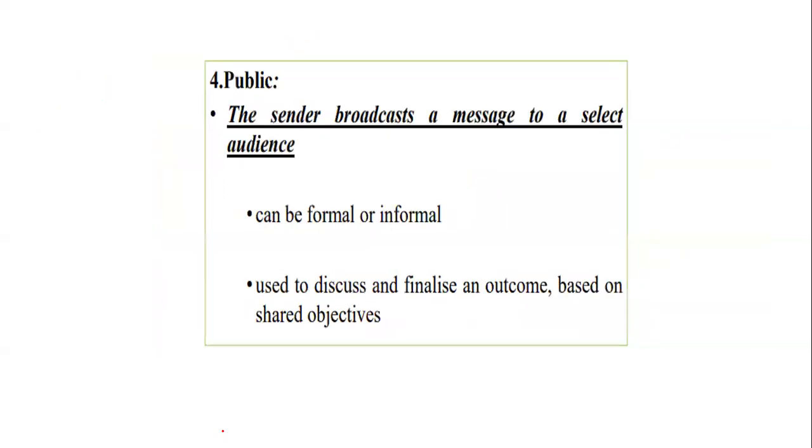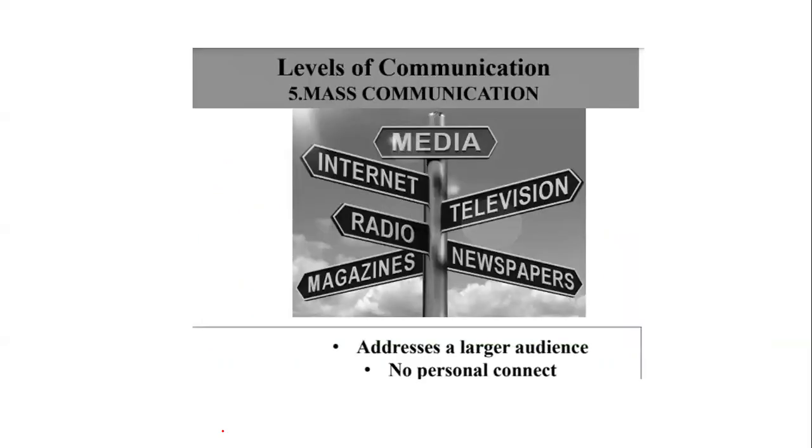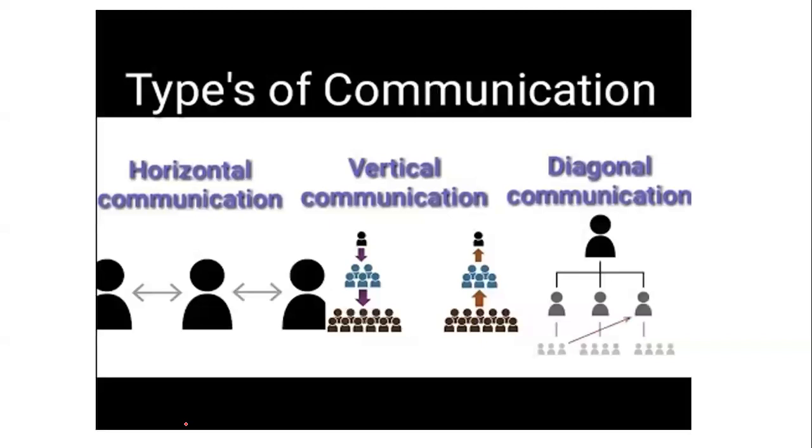Okay. Next we have public communication, which takes place on a larger scale. Here, the broadcast of a message is done to selected audiences, in order to share a specific outcome. The last one is mass communication, which takes place among a very large audience without any personal connect. It is with the help of the internet, television, radio, newspapers or magazines, which are the channels or modes of this communication. Okay. Now, the very next important topic is types of communication, that is horizontal, vertical, and diagonal. Again, in this topic also, you get the question with the help of examples. I'll tell you some examples.